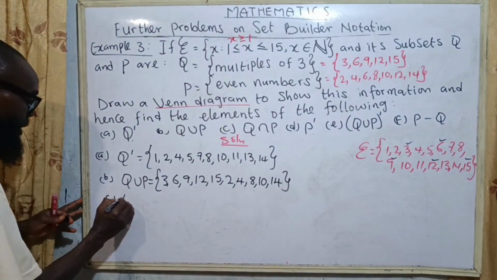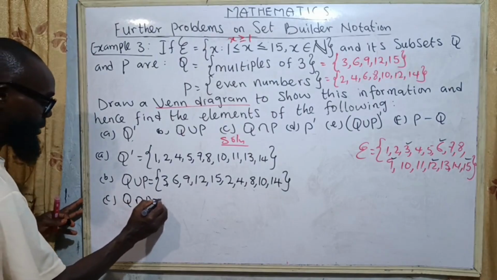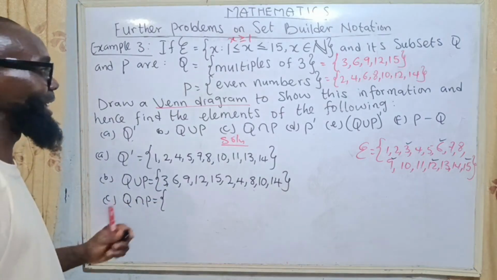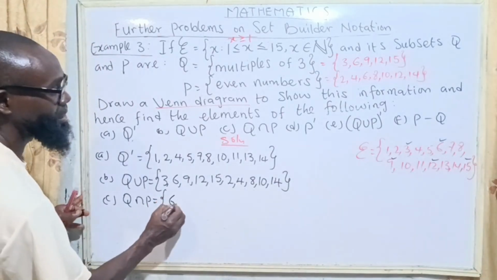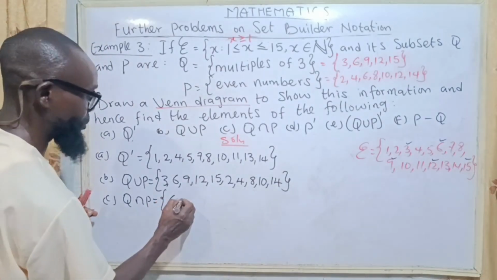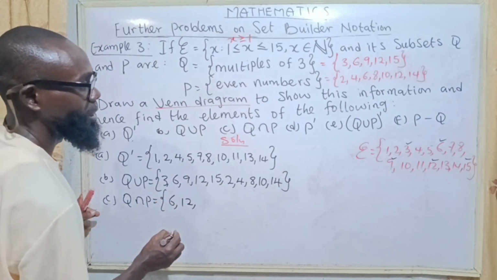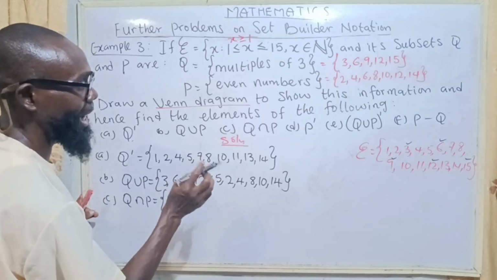Question C. Q intersection P, meaning what can you find in Q and you can also find in P? We can find 6, then we can find 12. That is the end. 6 and 12.